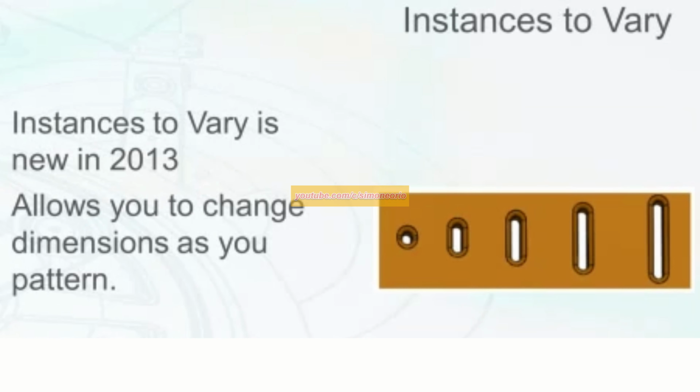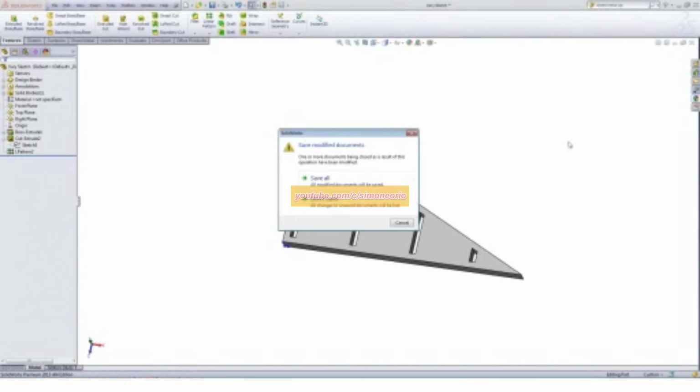The next one is called Instances to Vary. And one reason I asked you guys what version of SOLIDWORKS you were on is because this is new in 2013. So you're not going to be able to do this in the other versions. But what this allows you to do is change dimensions in your patterns. So let me run through it really quickly here.